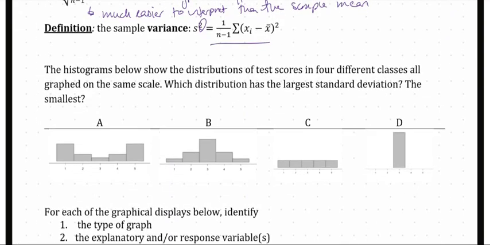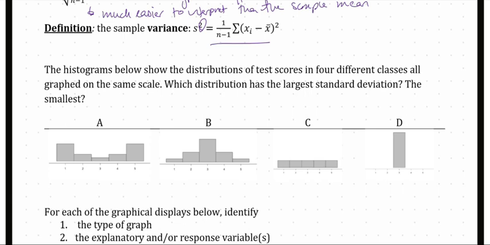So let's think about spread here. I've got 4 histograms, A, B, C, and D, which show the distributions of test scores in 4 different classes. They're all plotted on the same scale, so if you look very carefully, we can see that they go from 1 to 5 on all 4 of these histograms. Which distribution has the largest standard deviation and which has the smallest? So if you want to pause this video for a second and think about this, I'll give you the answer when you turn me back on.